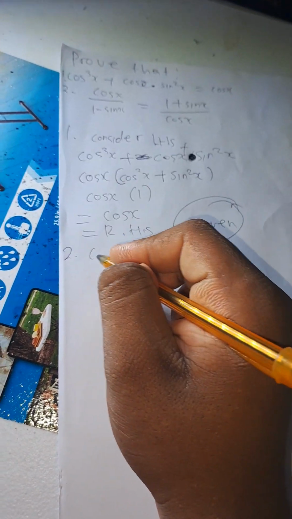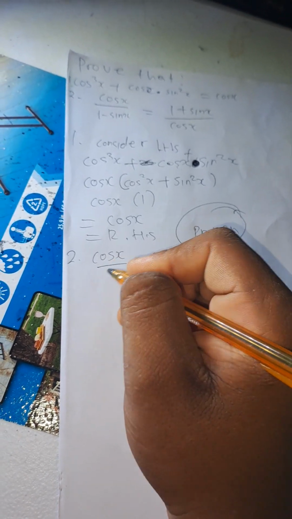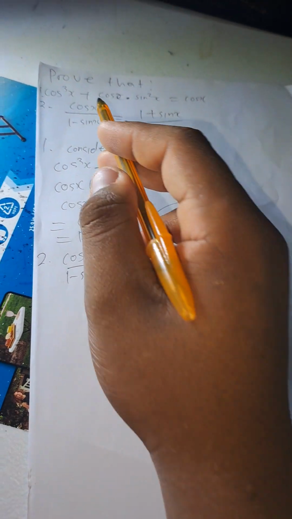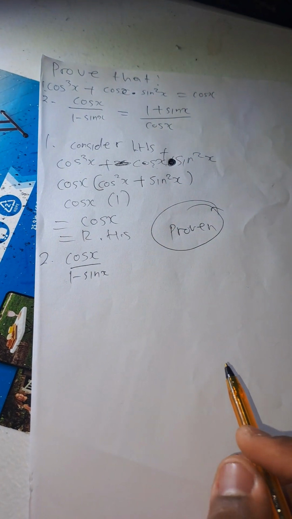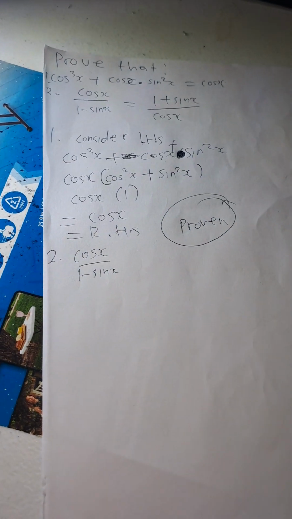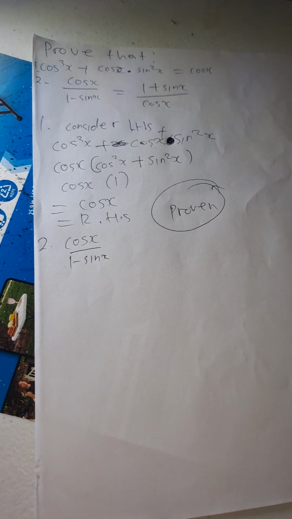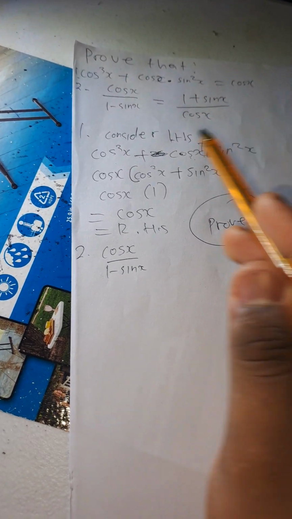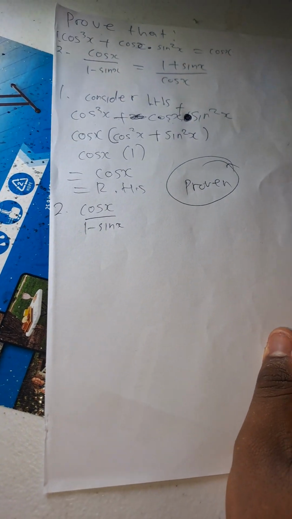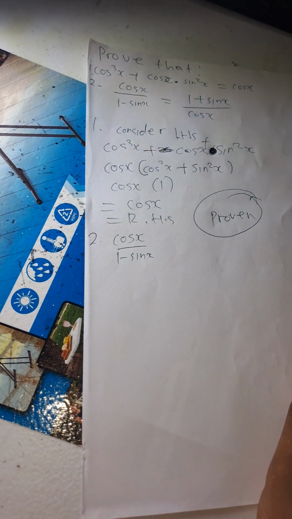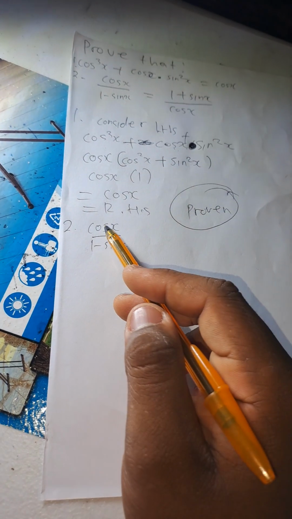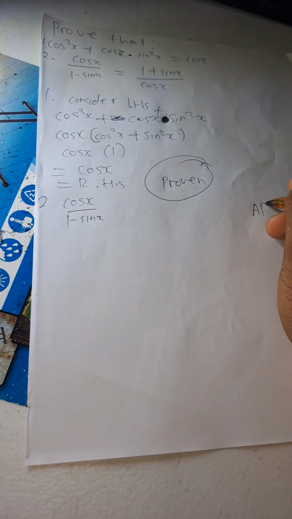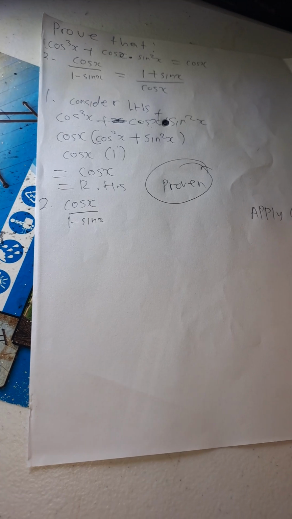Okay, let's check the next one. Cos x over 1 minus sine x. But here you have to be careful. This is the LHS, this the right hand side. I'm going to consider the LHS. But cos over sine, I can't take it to tan. What must I do? And now they are saying 1 plus sine x, when I have 1 minus sine x. I don't worry, guys. Since you have cos x over 1 minus sine x, you have to apply what is called the conjugate. Apply the conjugate.